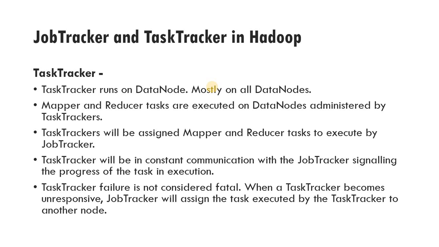TaskTracker is in constant communication with JobTracker, signaling the progress of the task in execution, and TaskTracker failure is not considered fatal. When a TaskTracker becomes unresponsive, JobTracker will assign the task executed by that TaskTracker to another node. So sometimes it happens that the TaskTracker is not working. At that time, JobTracker finds that the TaskTracker is not working, then no other process is halted, but JobTracker finds another node, another TaskTracker, and provides the task to that other TaskTracker. So that is the functionality of JobTracker and TaskTracker in Hadoop.